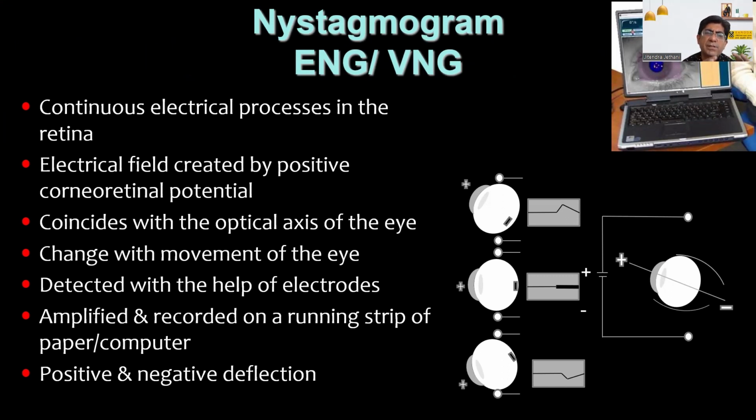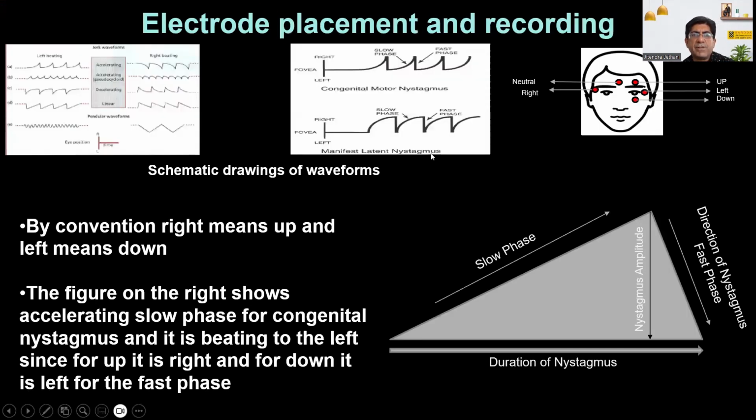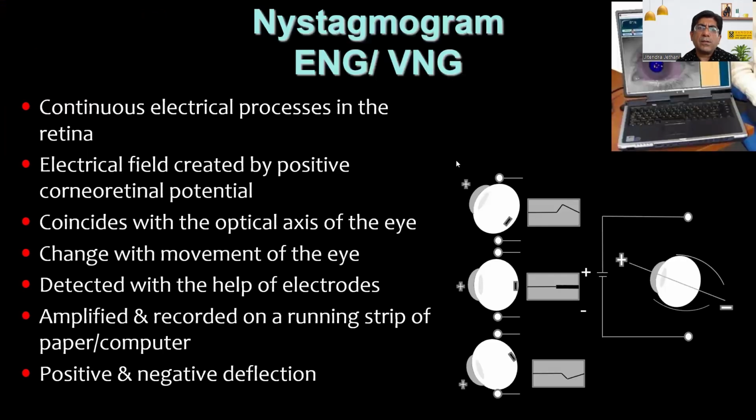So we should have a small understanding of ENG, or video nystagmography, or electronystagmography. This is not really very difficult. Let me take you through it. Basically, we know that the cornea has a positive charge, and the posterior part of the eye has a negative charge.